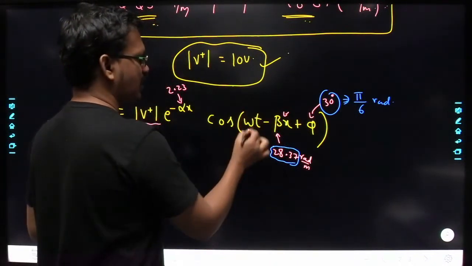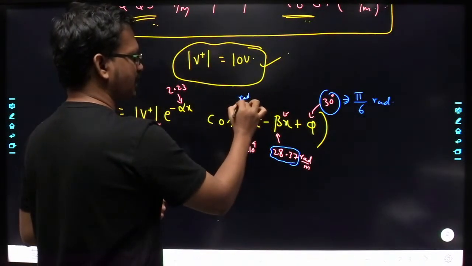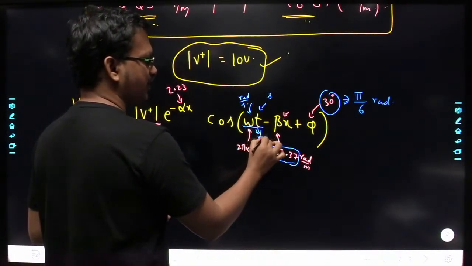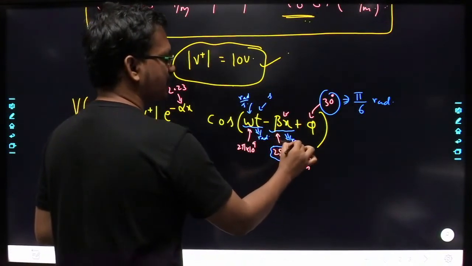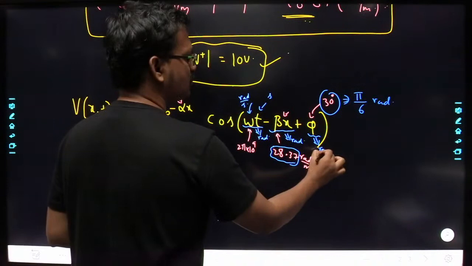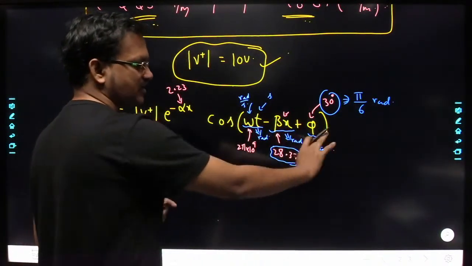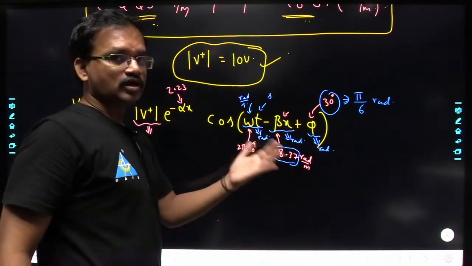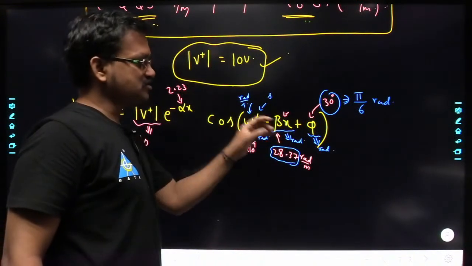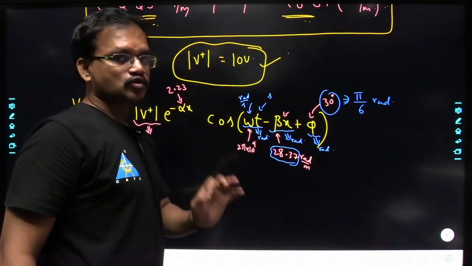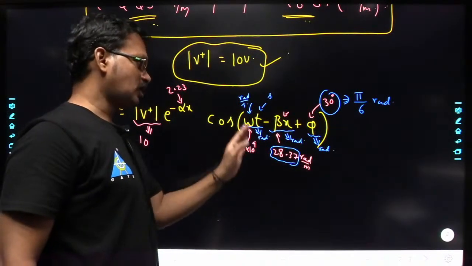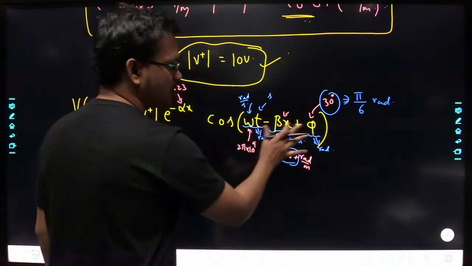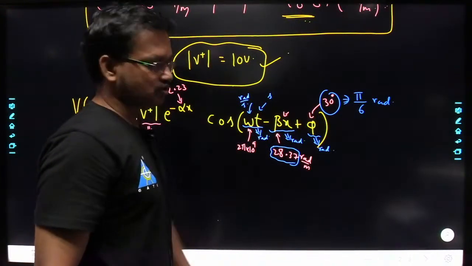Here omega is in radian per second, and here it is seconds, so finally you are getting radians. So beta x also you are getting in radians, so convert this into radians. Everything must be in the same units. Whenever you are calculating the phase, this is the mistake students generally make. They don't convert radians into degrees or degrees into radians. They just substitute the values given. Don't make that mistake. Whenever you are calculating the phase, convert each and every term into the same units. Here I have converted everything into radians.